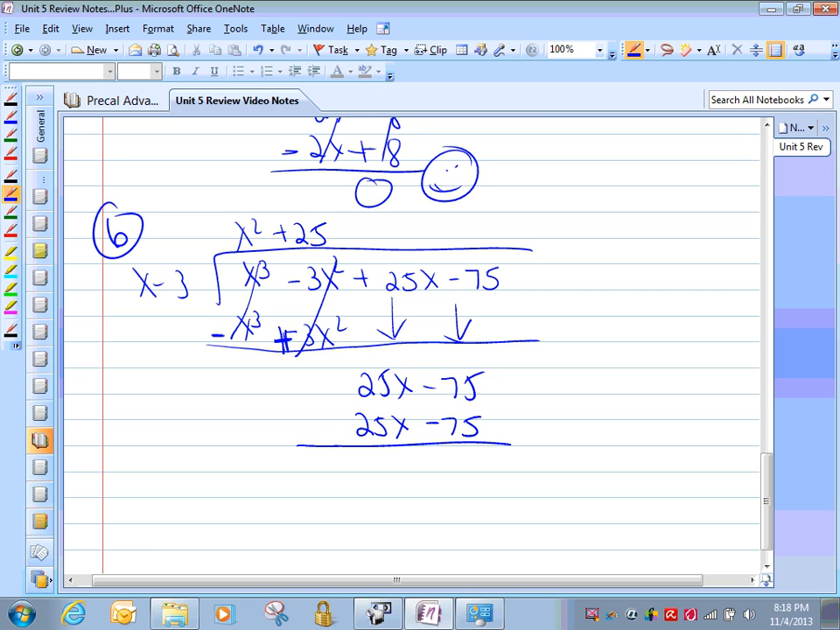Draw your line. Oh, hold on. So change all the signs. This becomes a negative. Negative becomes a positive. These cancel, and once again, we have a 0. So go Bearcats.